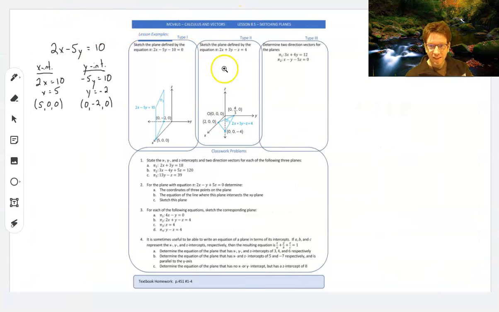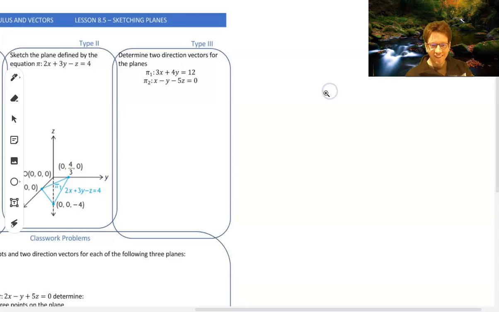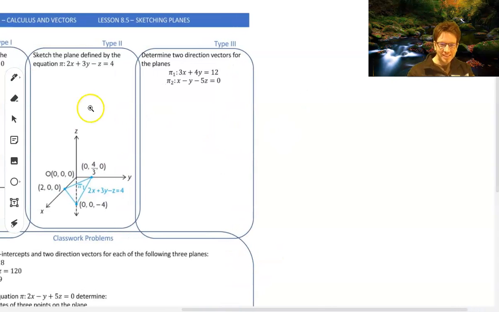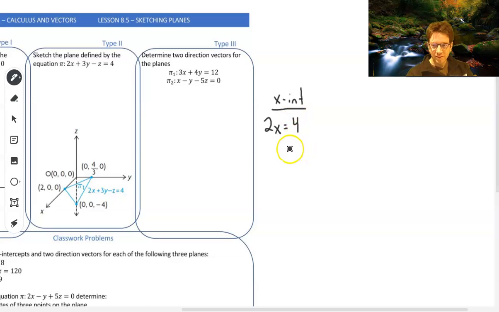This is number B. Example number 2. And we're going to sketch this plane. So we have 2x plus 3y minus z equals 4. So if we're going to find the x-intercept, then we're going to make y and z equal to 0. So that means 2x will equal 4. And therefore x is 2.